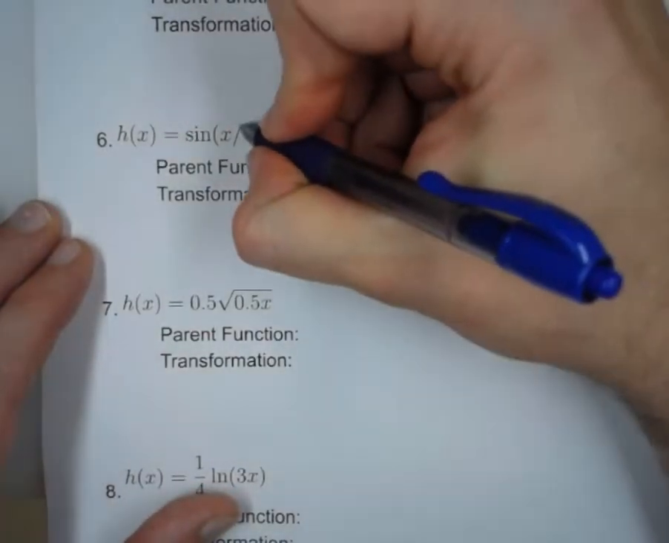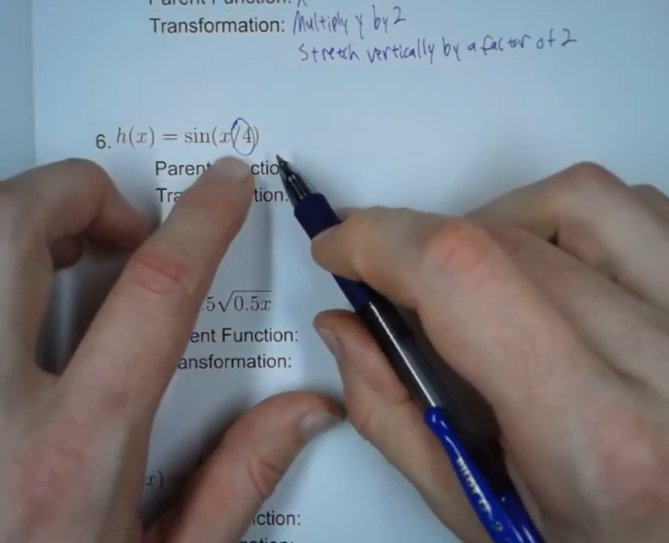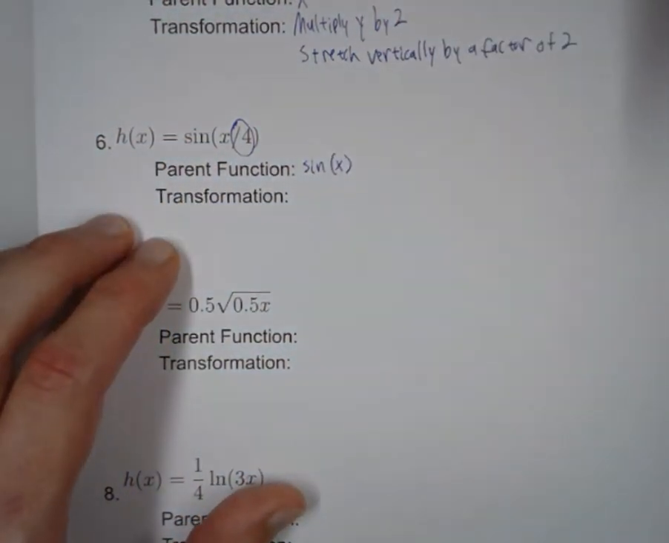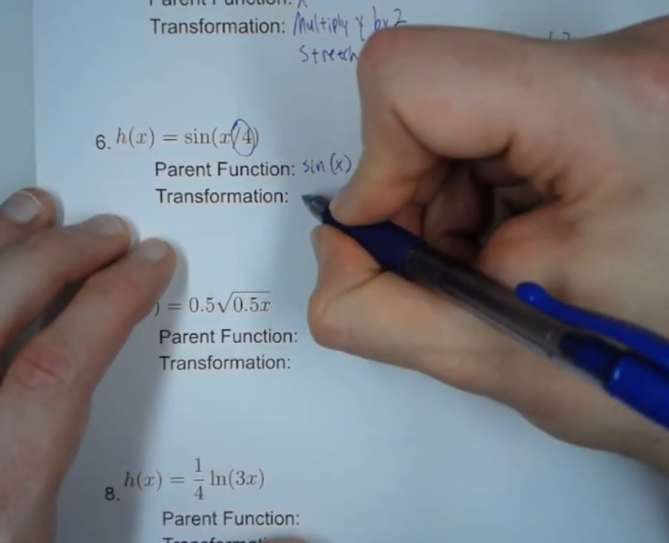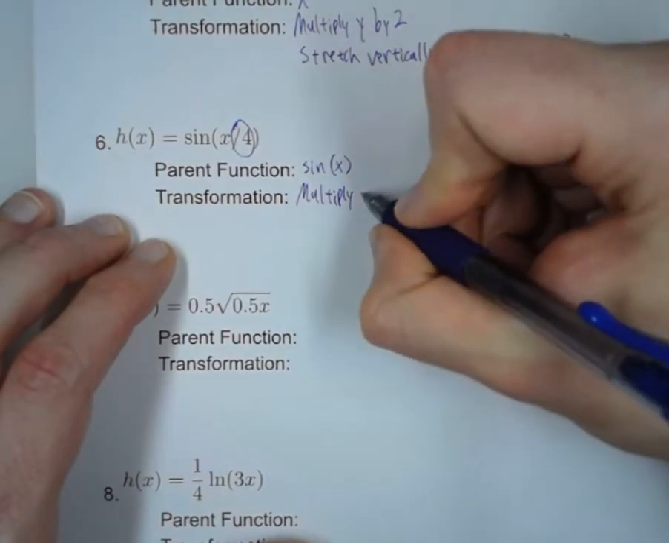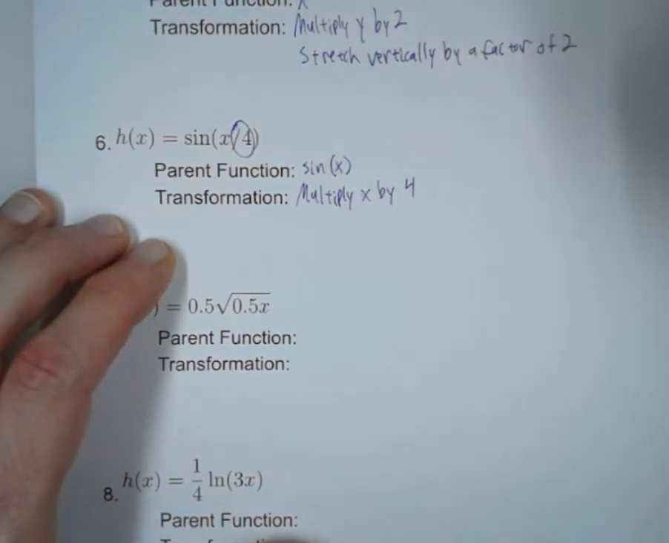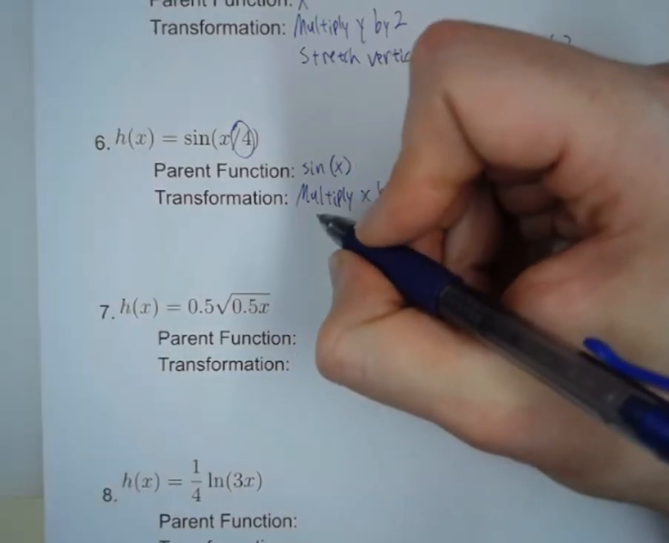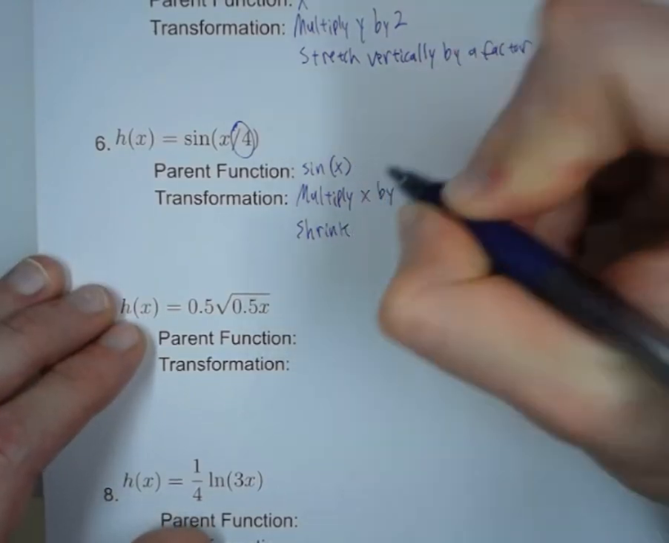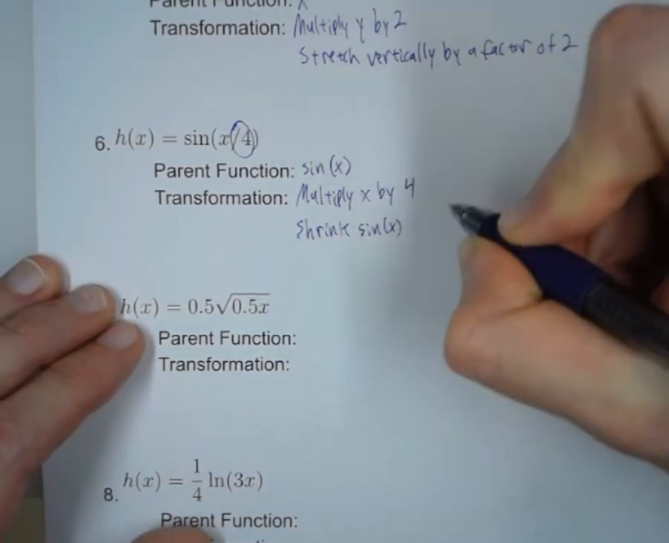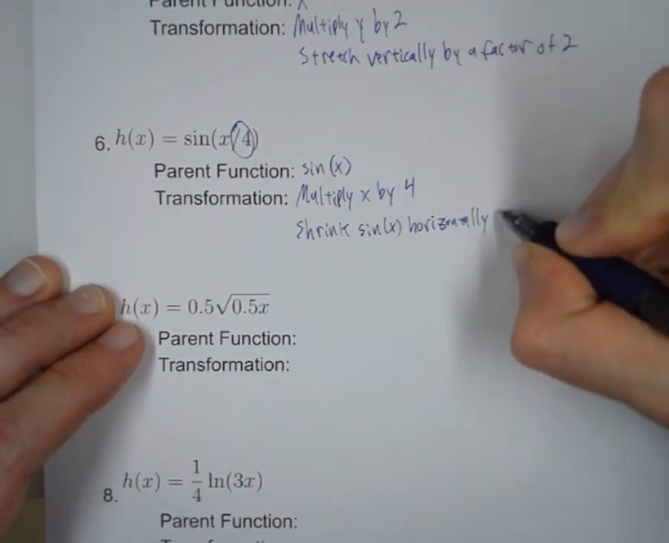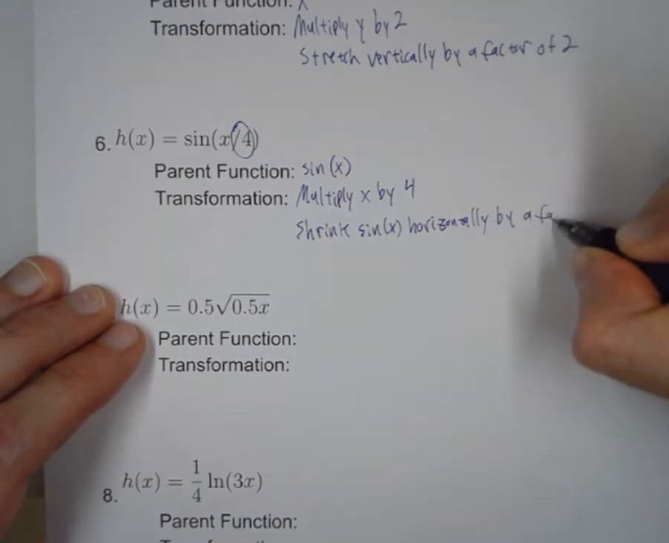Next one, here I've got sine of x divided by 4. So if I isolate that, what's left? Sine of x. So I'm going to multiply x by 4. So that means I'm going to shrink sine of x horizontally by a factor of 4.